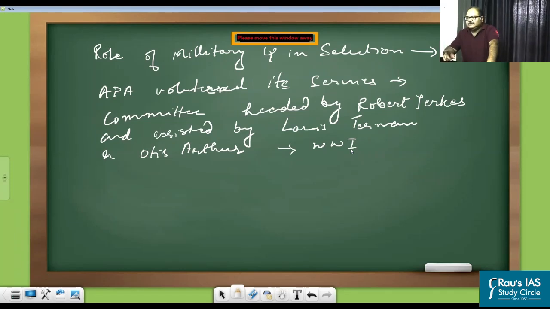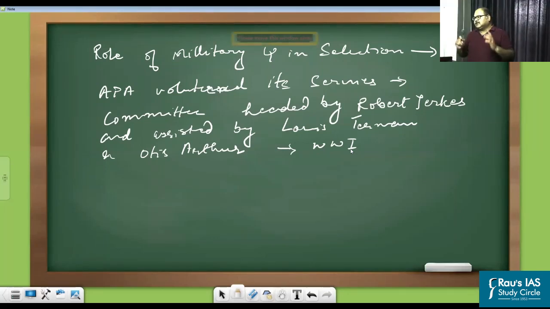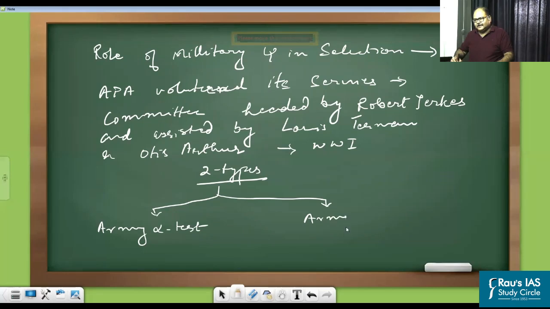Okay. So during World War I, APA volunteered its services by setting up a committee that was headed by Robert Yerkes and assisted by Terman and Otis Arthur. The purpose was that the US wanted induction of a large number of soldiers within a short span of time. So this committee prepared two types of tests, which are still in use across the world. They are called the Army Alpha test and the Army Beta test.